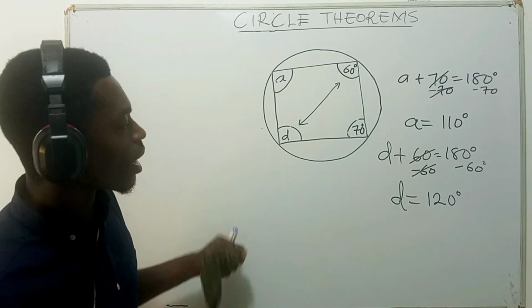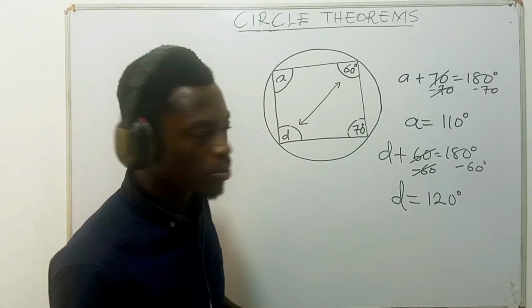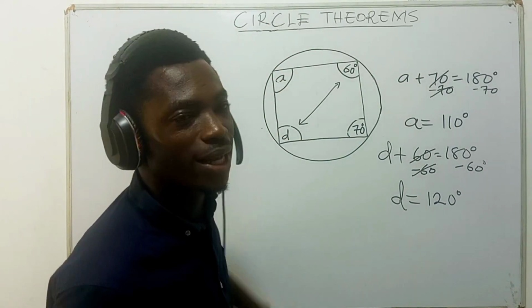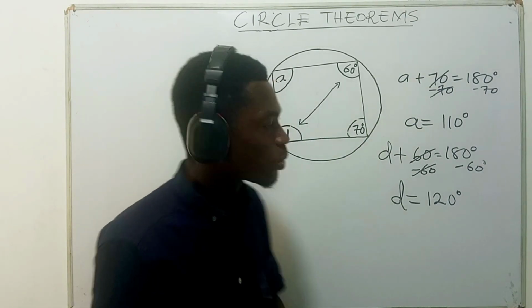All right. So basically, that is it. And let me say this before we go. At the end of the day, when we sum all of them up, we should get 360 degrees. All right. So this is it.